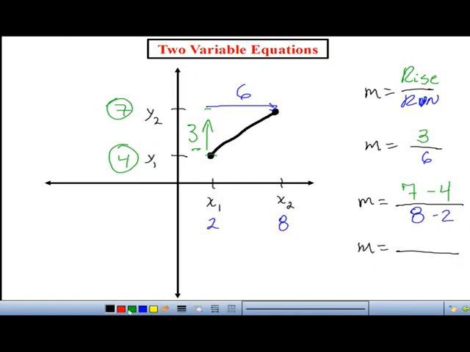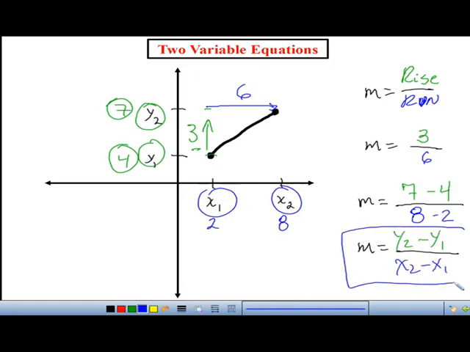Now let me show you, if I was to erase those values, I would write the following. What did I do first? 7 minus 4, but now it's what? These 2. So I would write y sub 2 minus y sub 1. How about this? These 2, x sub 2 minus x sub 1. And this is our formula for slope. Copy that, please. Slope formula.